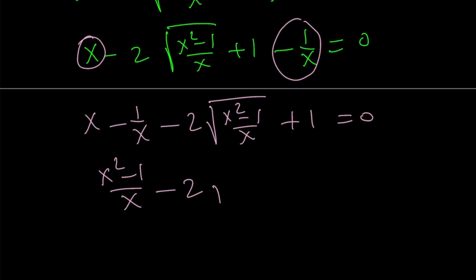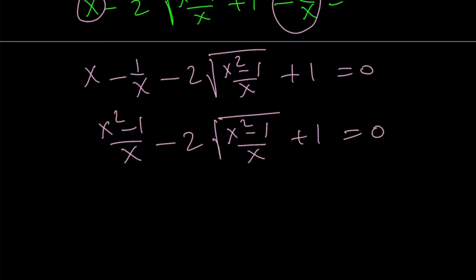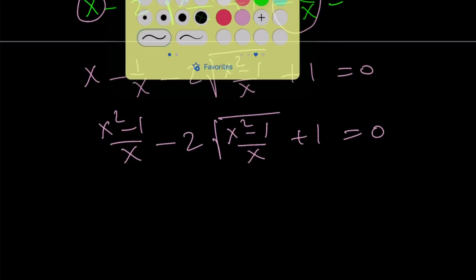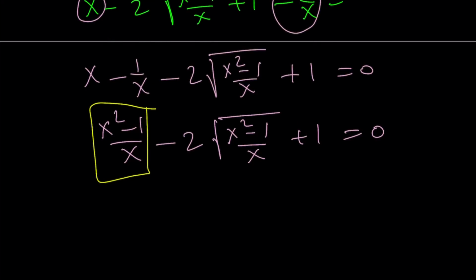I hope it clicked by now. If it didn't, just wait a little bit. I'm going to show you what it is. Now, look at the expression inside the radical. It's x squared minus 1 over x. And what do I have here? The same thing. So we have an expression and it's squared. If you call this a, this will be a squared.